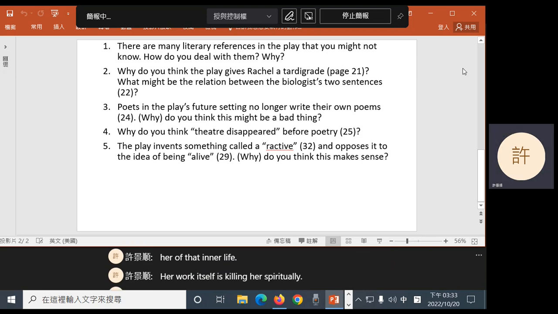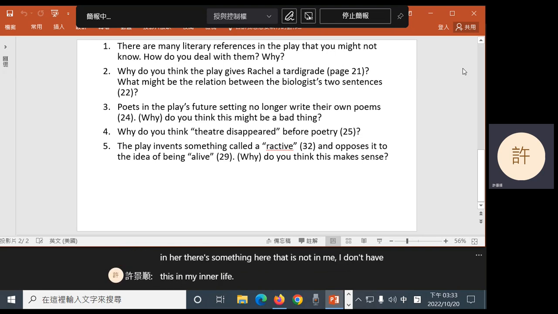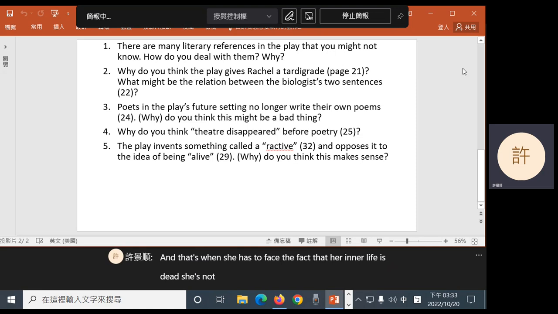She usually does not have to face that fact, but after meeting Sandor and listening to his poetry and seeing an image of nature and freedom, she suddenly realizes that this is not in her. There's something here that is not in me. I don't have this in my inner life. And that's when she has to face the fact that her inner life is dead. She's not alive inside.